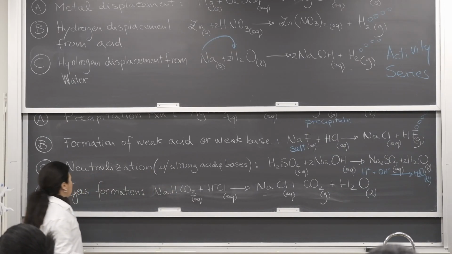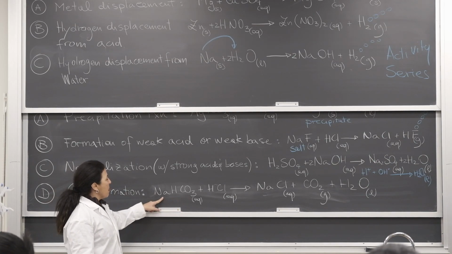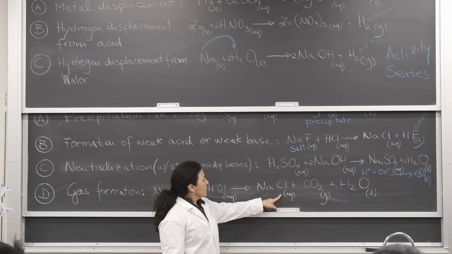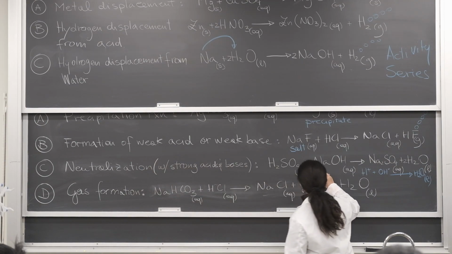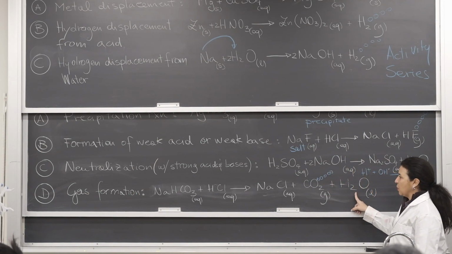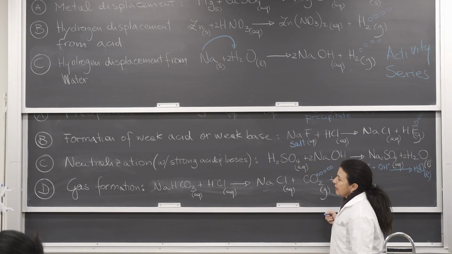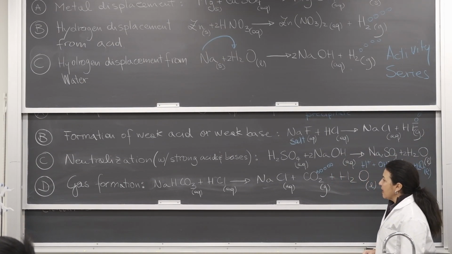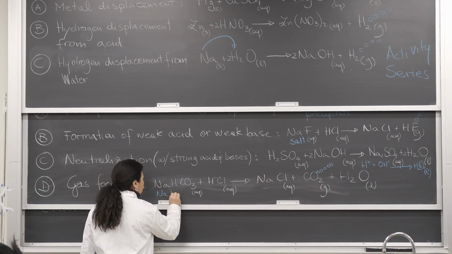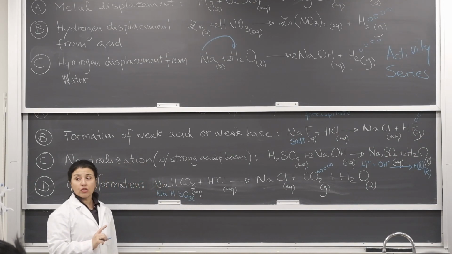The last type of reaction is gas formation. So here we have sodium bicarbonate that reacts with hydrochloric acid to give sodium chloride, carbon dioxide, that is a gas, and so you will observe bubbles, plus water. Now we can have a different type of gas formation. We said that if we start, for example, from sodium hydrogen sulfate or sulfite?